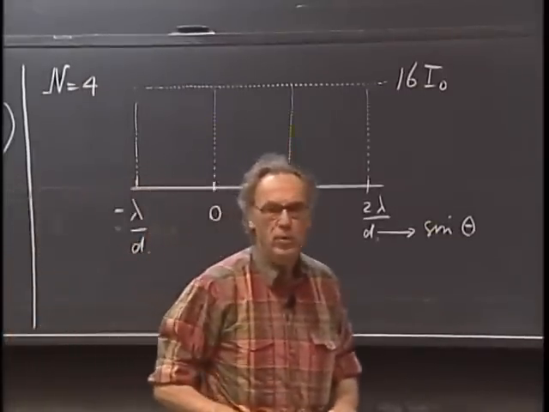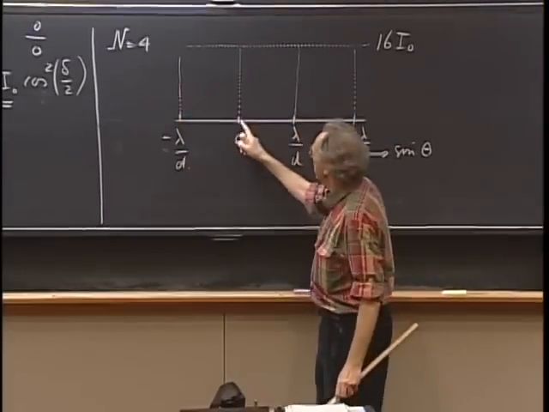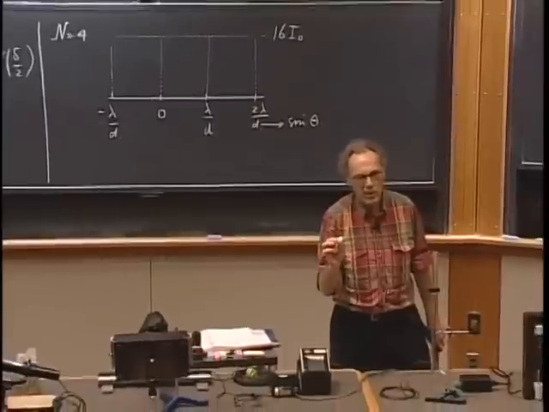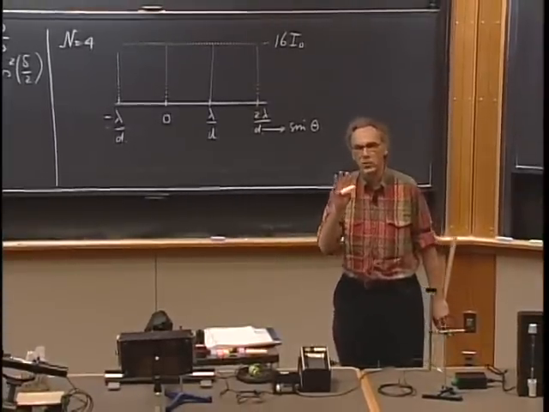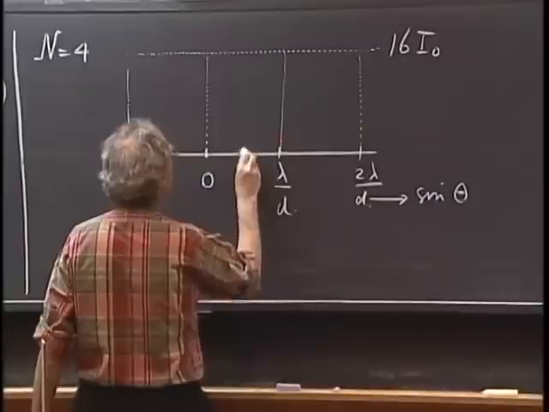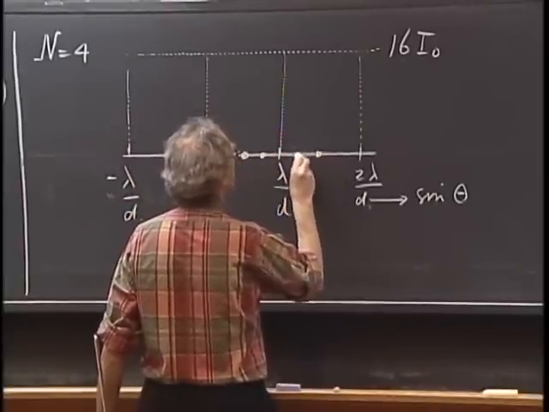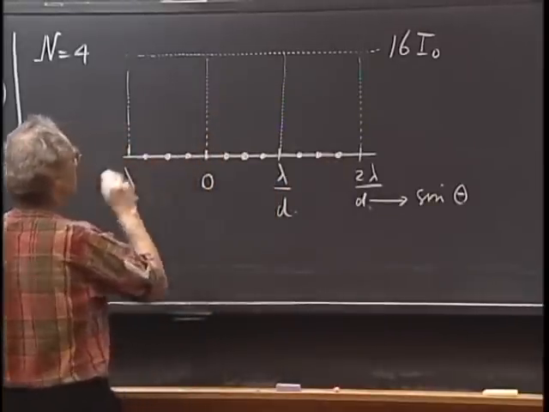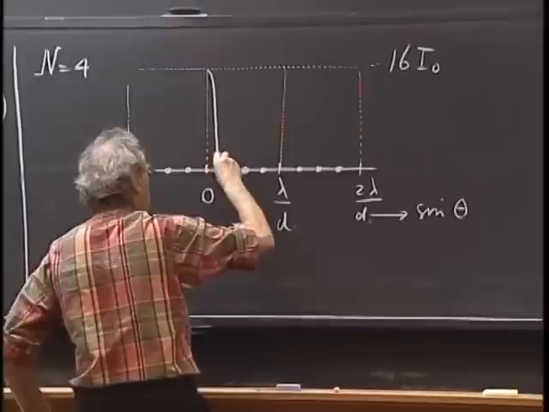And I will show you, but first I will plot it, that if there are 4 slits, then in between the prime maxima, there are n minus 1 locations whereby you have completely destructive interference. There's 0 light. N minus 1 in this case is 3. You will see shortly why it is n minus 1. So there are 3 locations here whereby there is 0 light. I put them in here, and then I will draw the curve. So that's the zero, and so I'm going to make an attempt now to draw the light intensity.